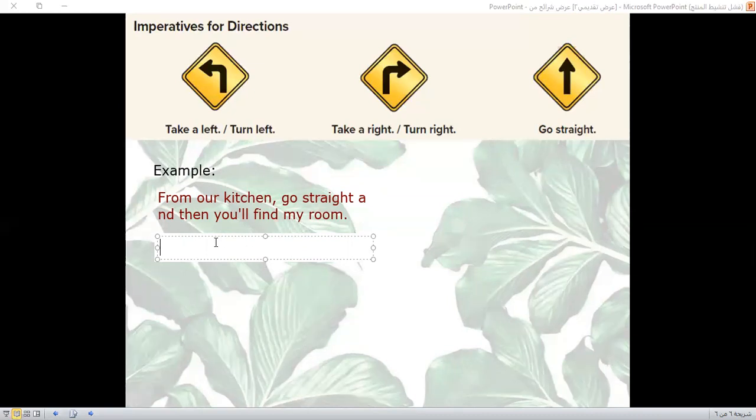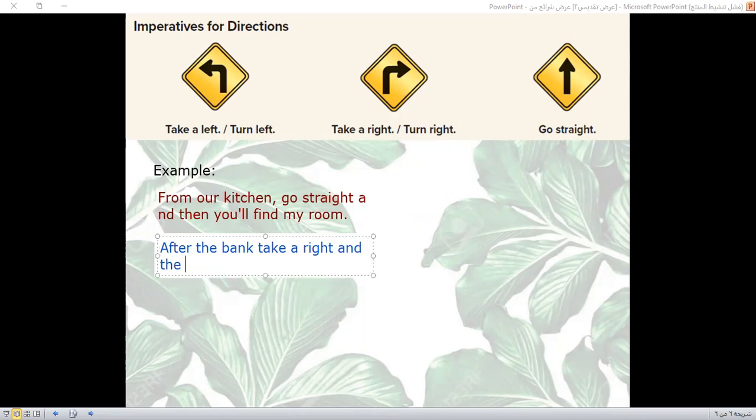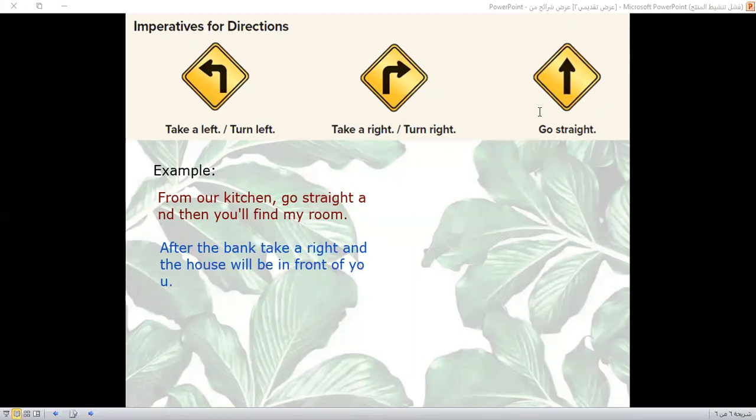Okay, very good sentence, Judy. Judy said, you can write this sentence. After the bank, take a right, and the house will be in front of you, for example. Very good sentence, Judy. Okay, now I need you please take a screenshot and write this down in your notebook.